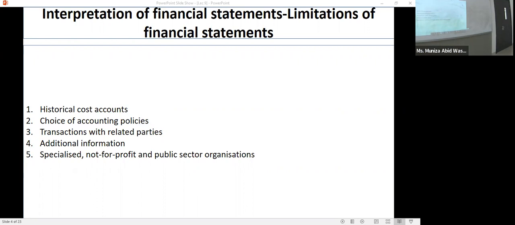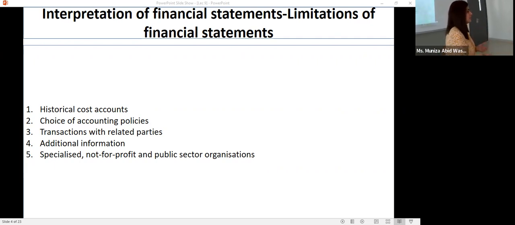And the last one, specialized, not-for-profit and public sector organizations. There are few organizations around ourselves which are not-for-profit making concerns. One not-for-profit making concerns are the kinds of the hospitals or the kinds of the schools or colleges. These are not-for-profit organizations. And the other kind of the not-for-profit organizations could be charities, could be non-governmental organizations. Say, for example, we have so many NGOs which are dealing with the betterment of the society. So one kind of the not-for-profit organizations are these organizations as well.